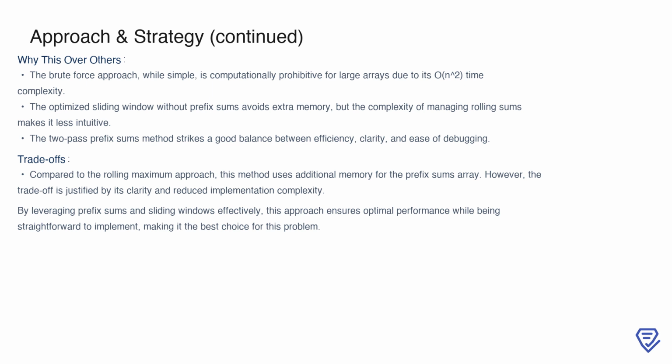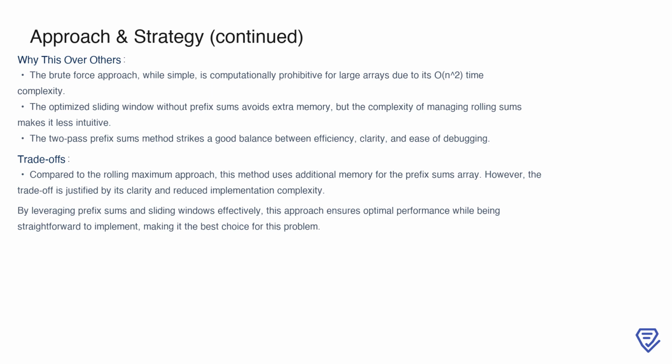The primary reason for selecting the two-pass prefix sums approach is its balance of efficiency and simplicity. The brute force method, while conceptually simple, is computationally too expensive for larger arrays due to its n² complexity. Meanwhile, the rolling maximum approach avoids the memory overhead of prefix sums but introduces extra complexity in managing dynamic sums, which can make debugging harder. The two-pass prefix sums method strikes the right balance.